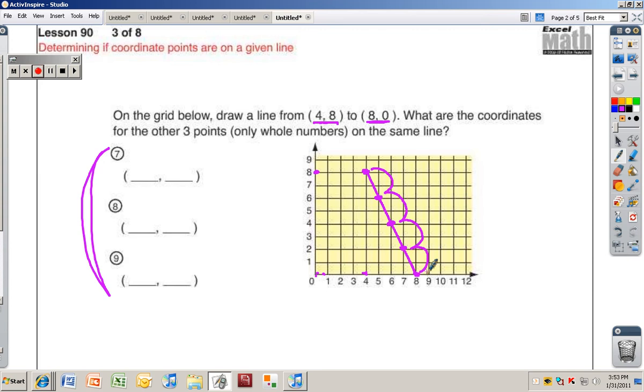Yeah, so that makes sense. You wouldn't have one up here and then the next one way down there. Okay, so what's this first point? What are the coordinates for that, everybody? 5, 6. Good. 5, 6. You should have had that for your first answer.